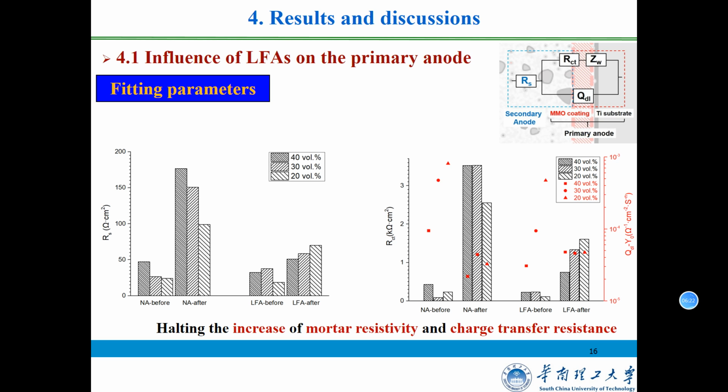The impedance of the primary anode was fitted by a random circuit, and this slide shows the derived mortar resistance and charge transfer resistance. Before the acidification damage, the mortar resistance and the charge transfer resistance for all specimens were at a similar low level. After accelerated acidification damage, the mortar resistance and the charge transfer resistance for the reference specimen were significantly increased. When the lightweight functional aggregate was used, the mortar resistance and charge transfer resistance also increased.